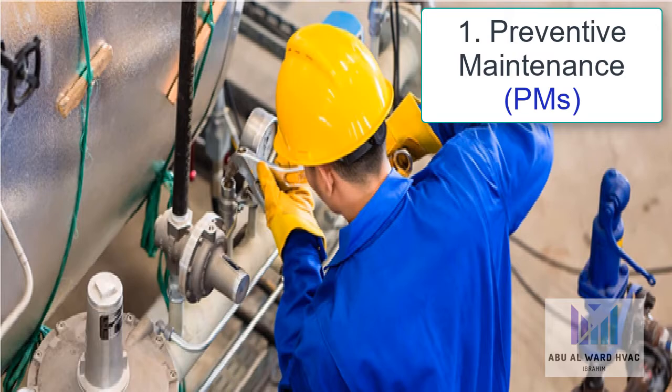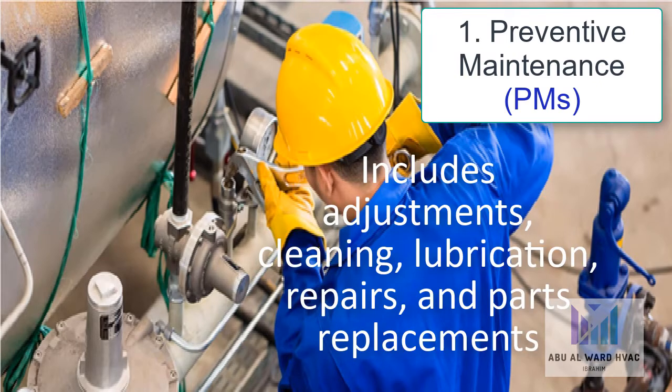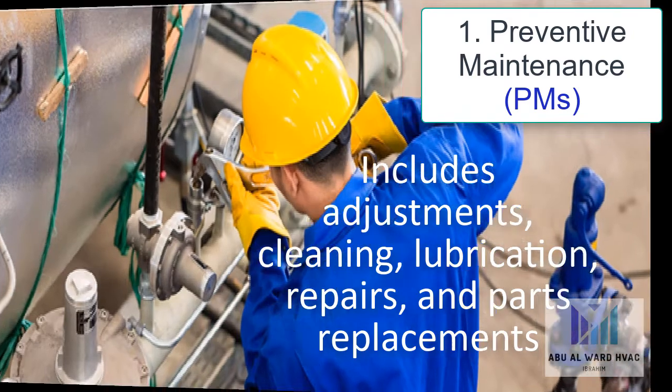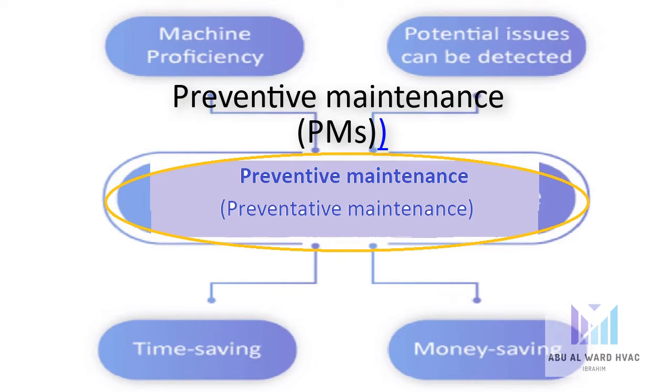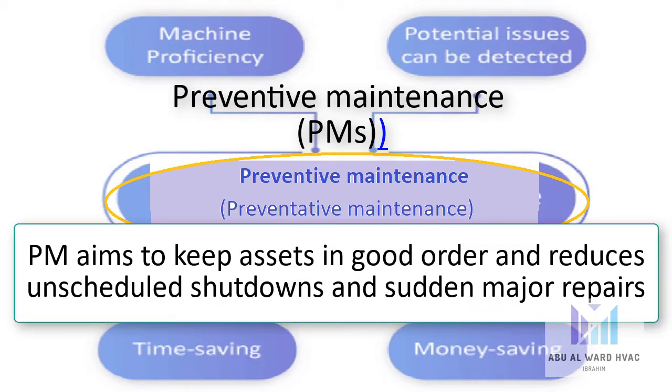The first type of the proactive types is preventive maintenance. Preventive maintenance is a type of proactive maintenance that includes adjustments, cleaning, lubricating, repairs, and part replacements. PM aims to keep assets in good order and reduces unscheduled shutdowns and sudden major repairs.